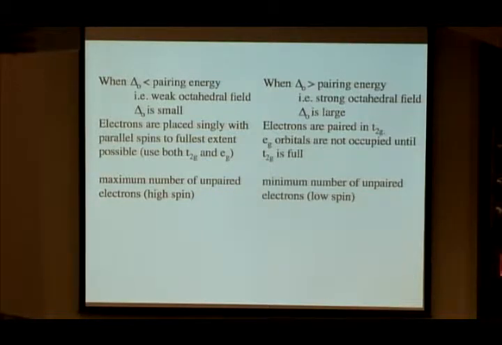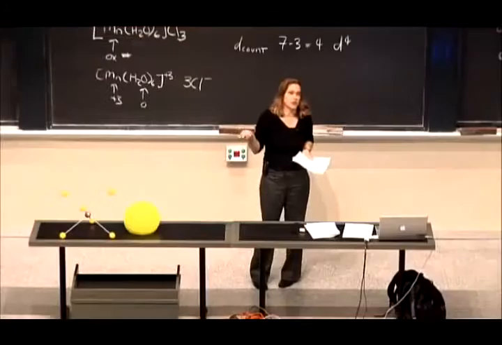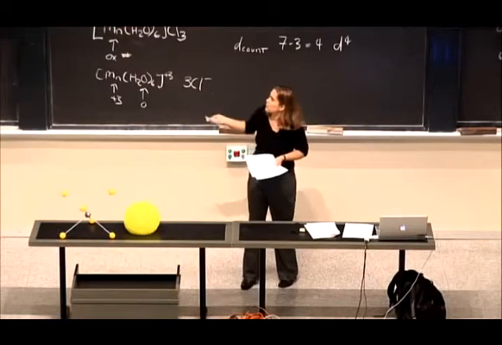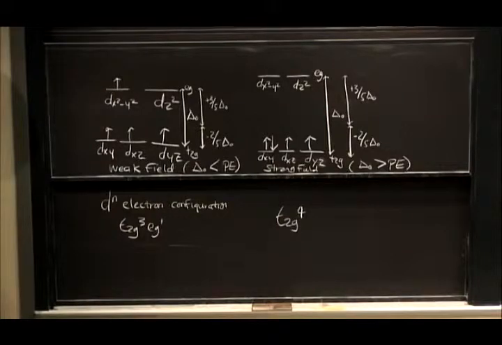So the net result of this is, for a weak field, you have the maximum number of unpaired electrons. You have 4 electrons. All 4 are unpaired. So that's the maximum number of unpaired electrons, and this is referred to as high spin. And in the other case, you have the minimum number of unpaired electrons that you can have. And so you have this one set that's paired here. So that would be considered a low spin case.